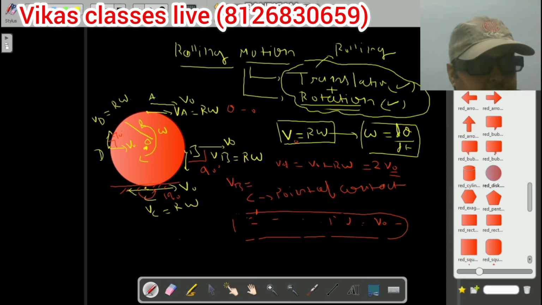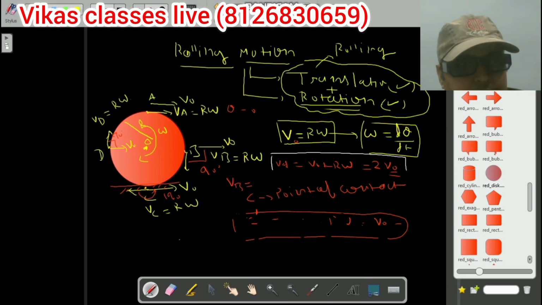At point A, the angle is 0. That's why the velocity is V naught plus r omega. These two velocities will be added. The first is because of translation, the second one is because of pure rotation.